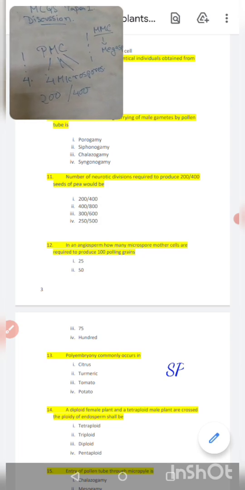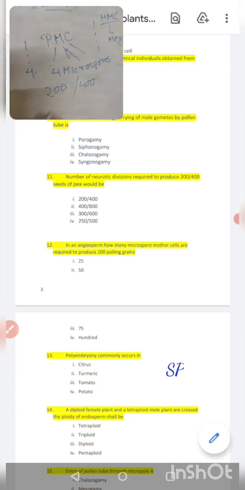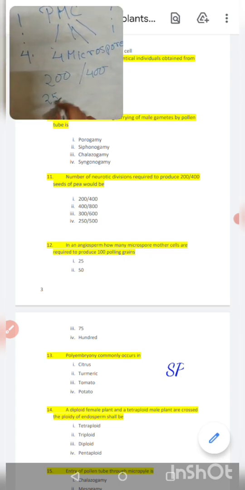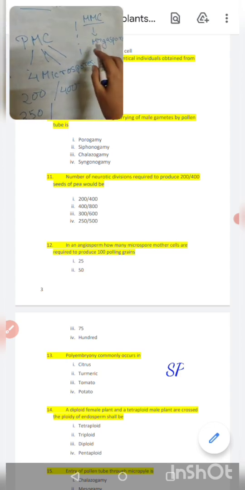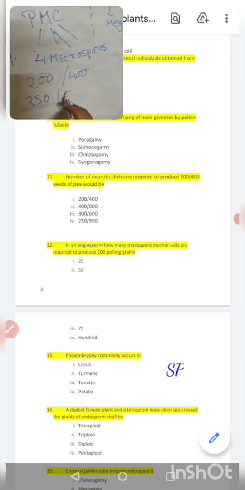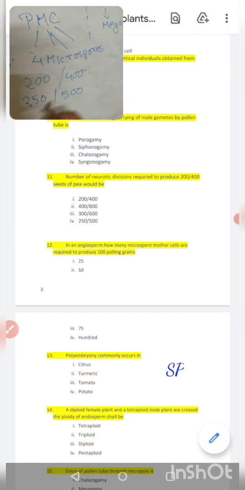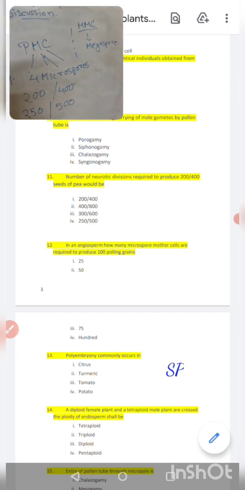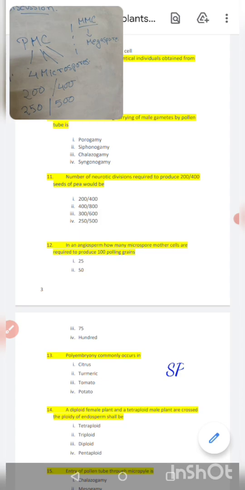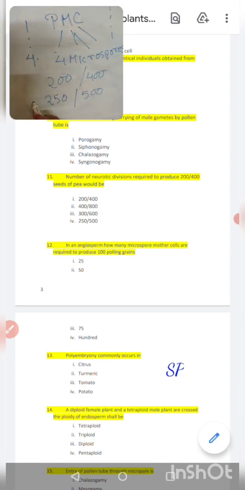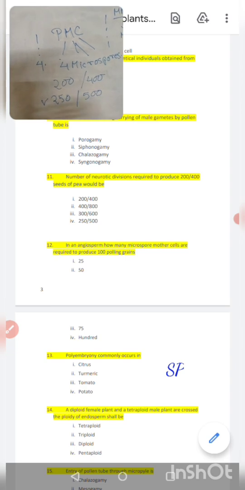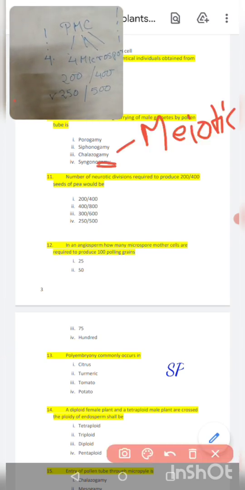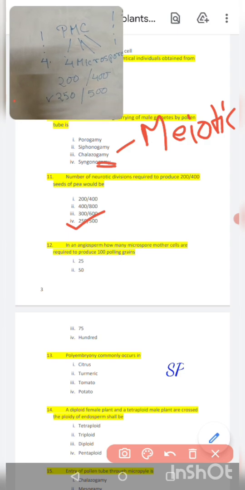So pollen mother cells will undergo 250 meiotic divisions, whereas the megaspore mother cells will be undergoing an extra 100 meiotic divisions for the production of 200 mature embryo sacs or the megaspore. So the answer will be, student, for question number 11, number 4, 250 by 500.